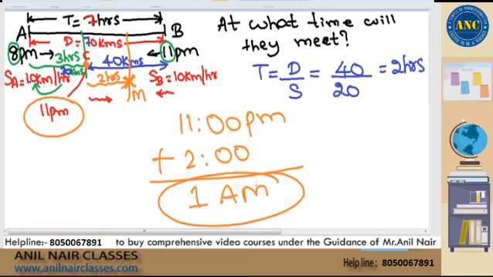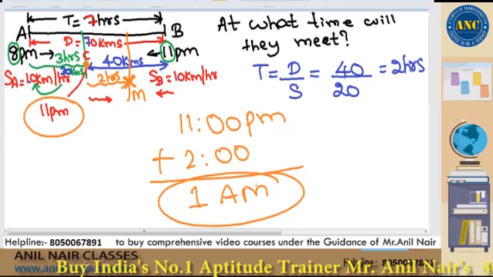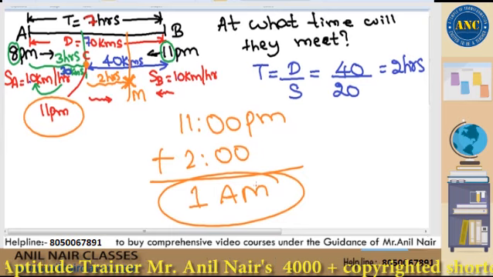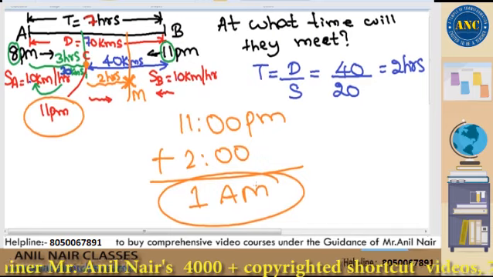I hope it is clear, sir. Very, very logical way of solving. You need not waste your time in doing so many unnecessary things. You can actually solve it very, very easily. First question is distance. Second question is time. Vikrant, I hope it is clear, sir.